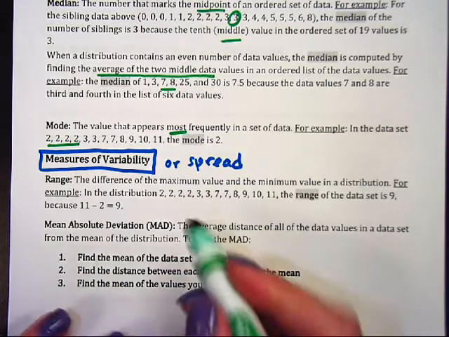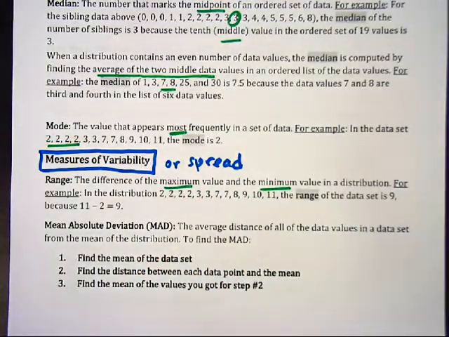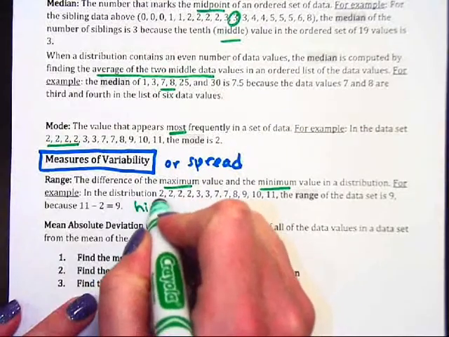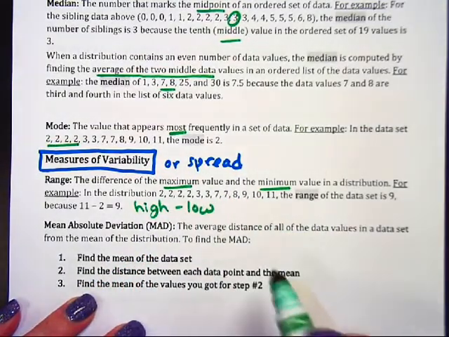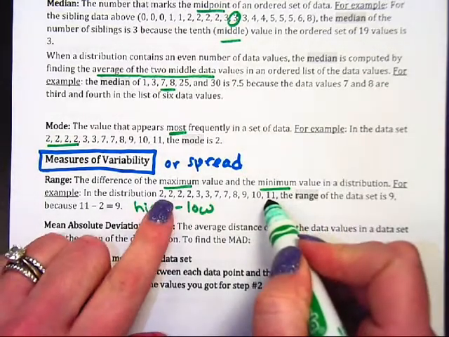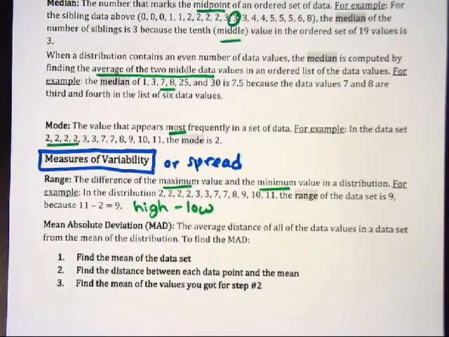The range is the difference of the maximum and the minimum in my list. So I like to think of it as my highest number minus my lowest number. In our example above in our line plot, the highest number is 11, the lowest one is 2, so my difference there is 9. I subtracted 11 minus 2 and got 9.